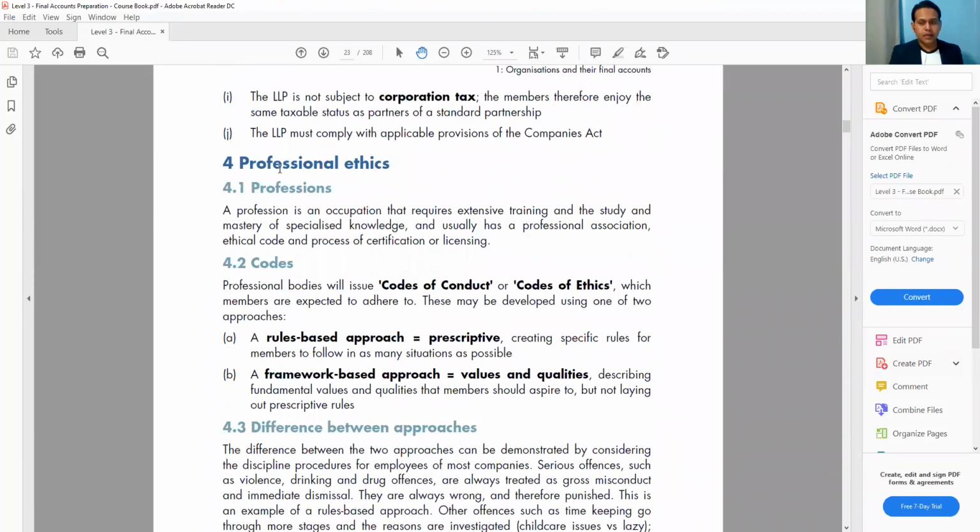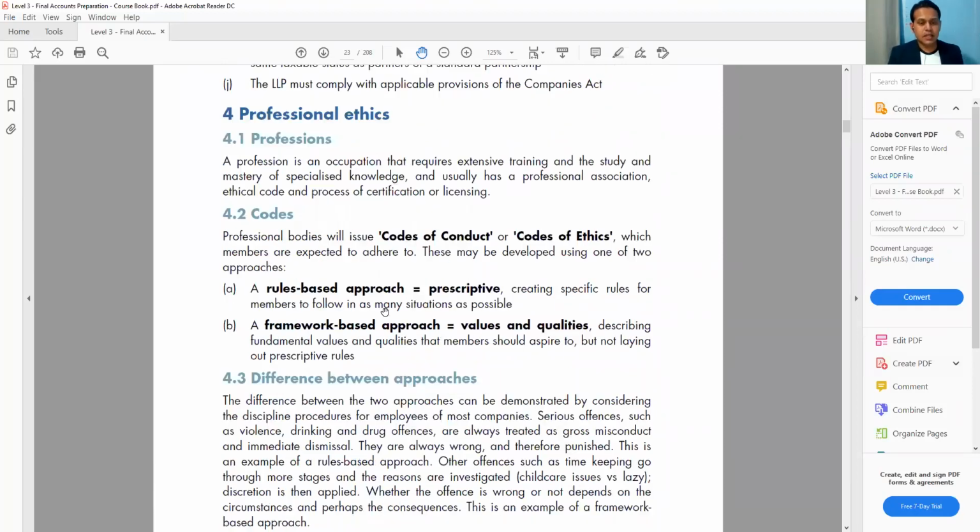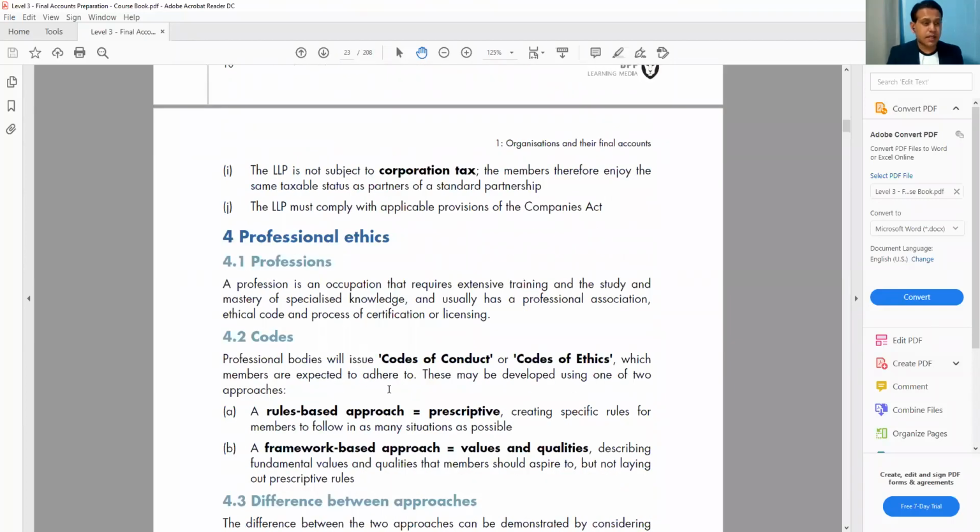The next point we have here is professional ethics. Now, professional ethics is basically... what is an annual return? An annual return is basically the full accounts. So if I say the accounts, how many parts do we have in the accounts? Normally we say accounts or annual return. This has a few parts.